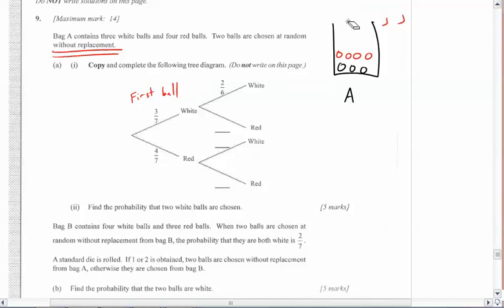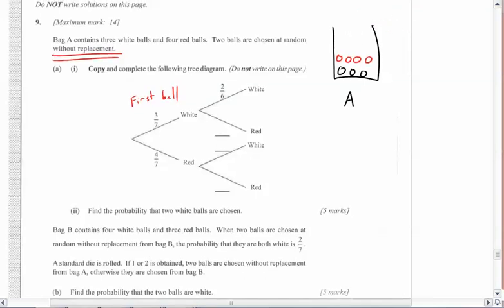So what's the chance that you get a white ball? Well, there's 3 white balls out of 7 total, so 3 out of 7. What's the chance you get a red ball? 4 red balls. And if you take one out, there's a 4 in 7 chance. Now, the second branch of the tree represents getting the second ball.